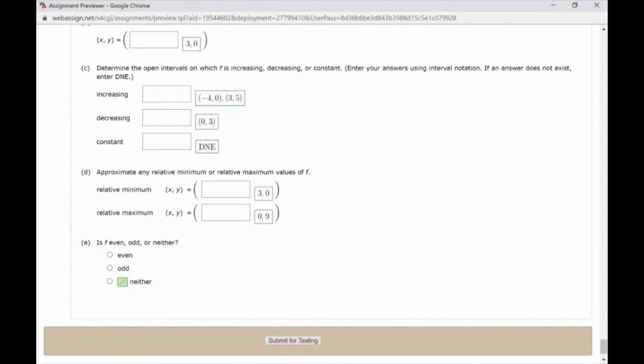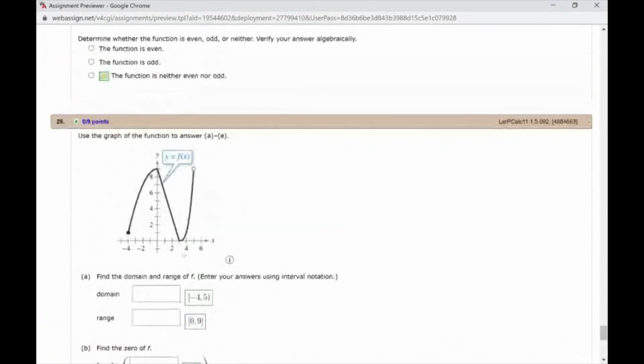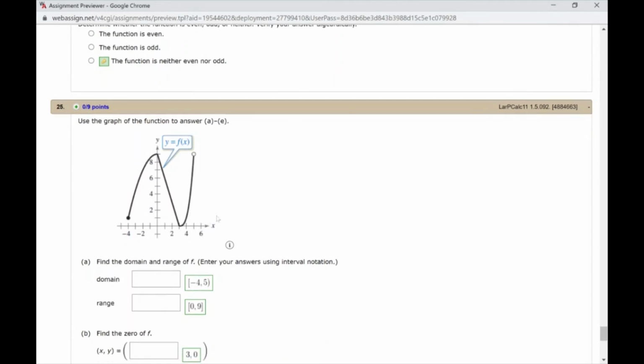Is f even, odd, or neither? Well, it's not symmetric to the y-axis, so it can't be even. It's not symmetric to the origin, so it's not odd. So it has to be neither. Recall that we went over graphs and talked about symmetry and how it looks if it was an even function or an odd function. If it doesn't meet either of those conditions, it's neither.